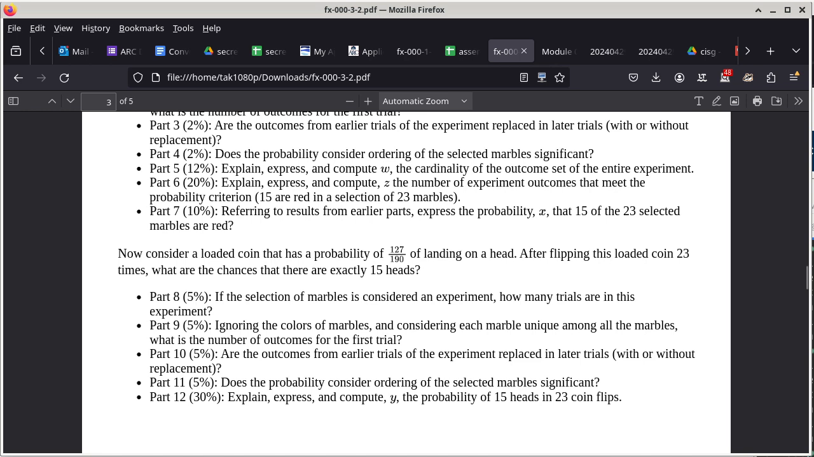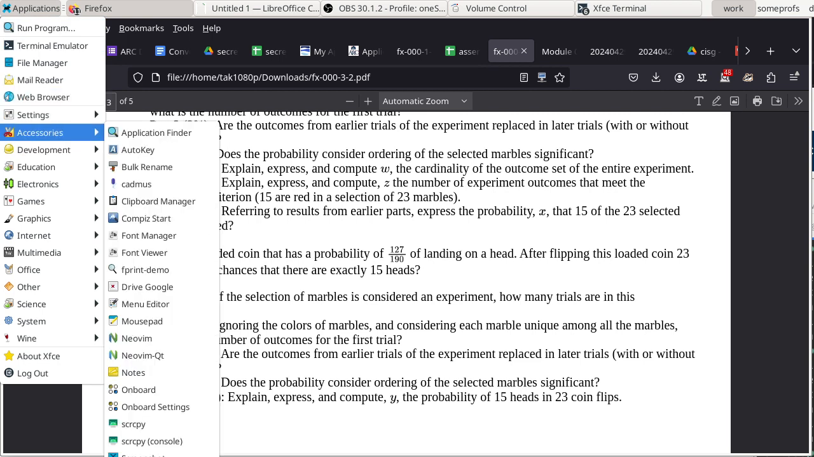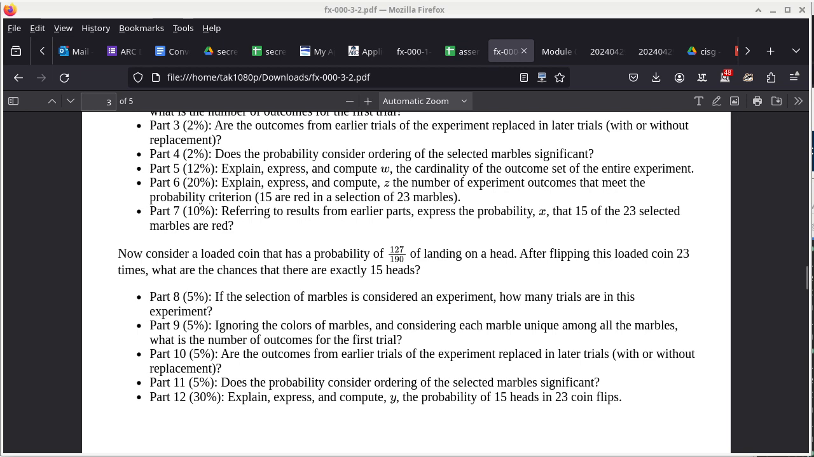And then explain and compute why the probability of 15 heads in 23 coin flips. So this is based on the binomial theorem. Let me just use a text editor to explain this part. This is the very last part.